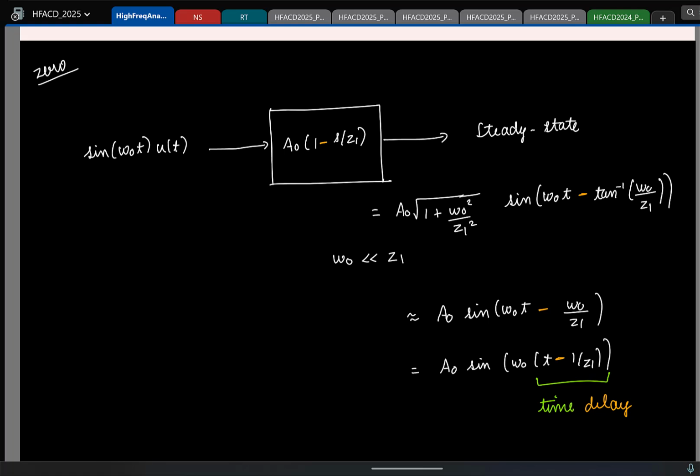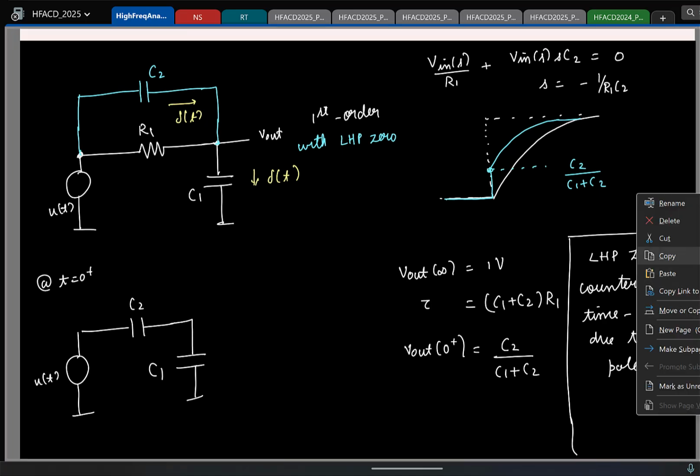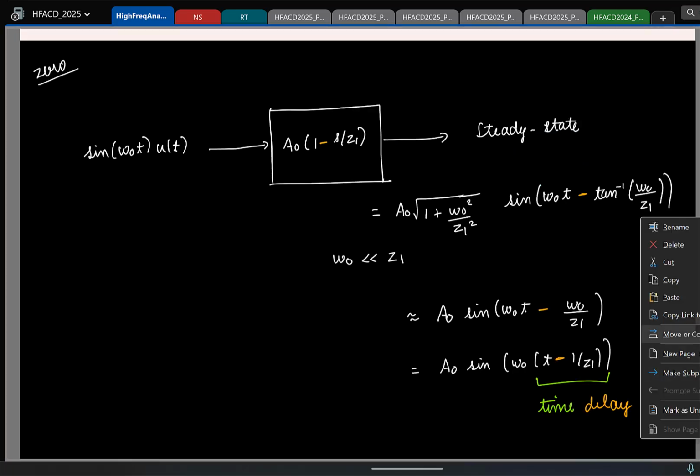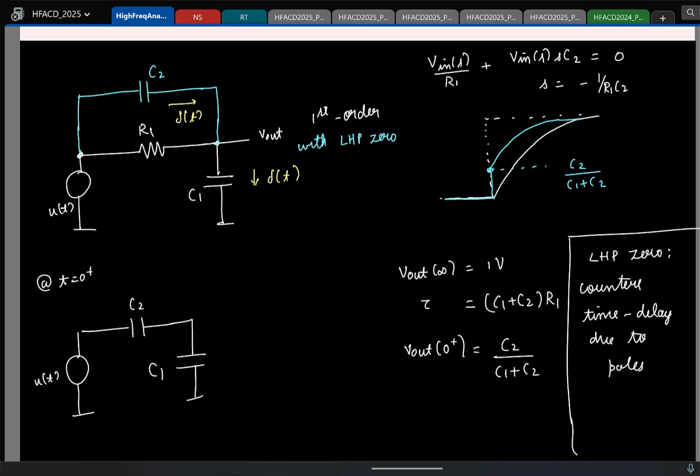Sir, is the time delay more pronounced in steady state or in transient? Yeah, we'll see. I mean, in steady state it is clear. We'll look at what happens in transient. Again, for seeing the transient, let's take the same example. I'll just modify this slightly to make it RHP 0. I'll take the same fellow.